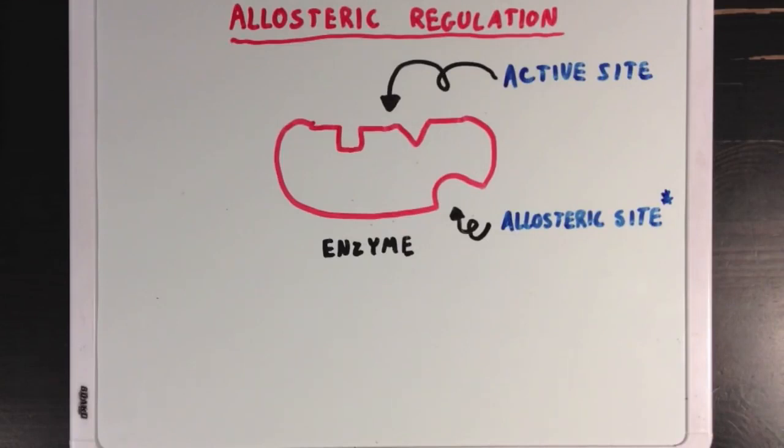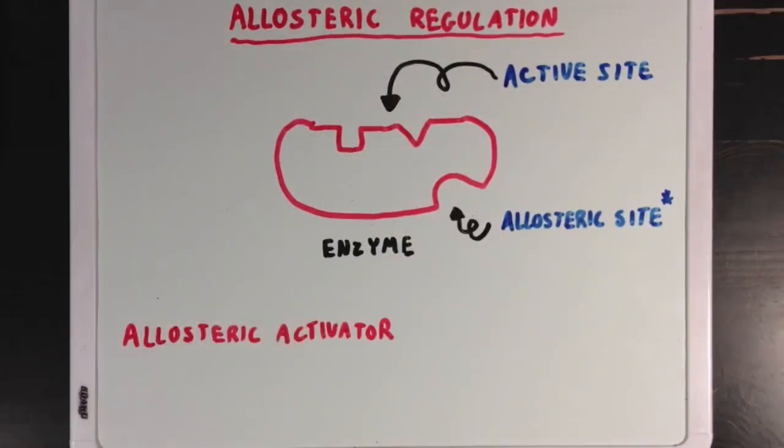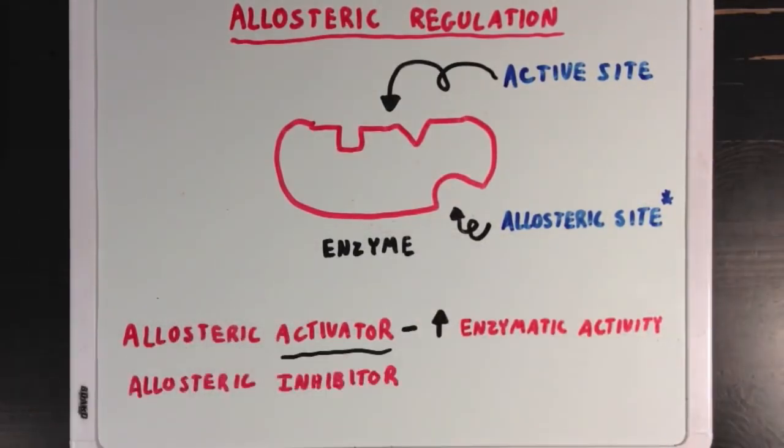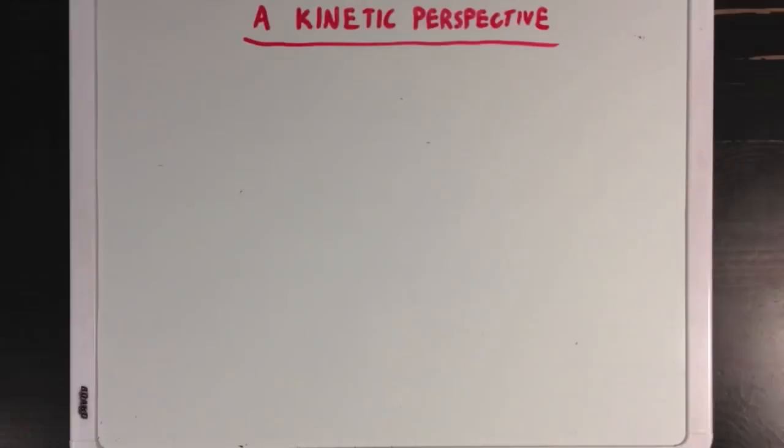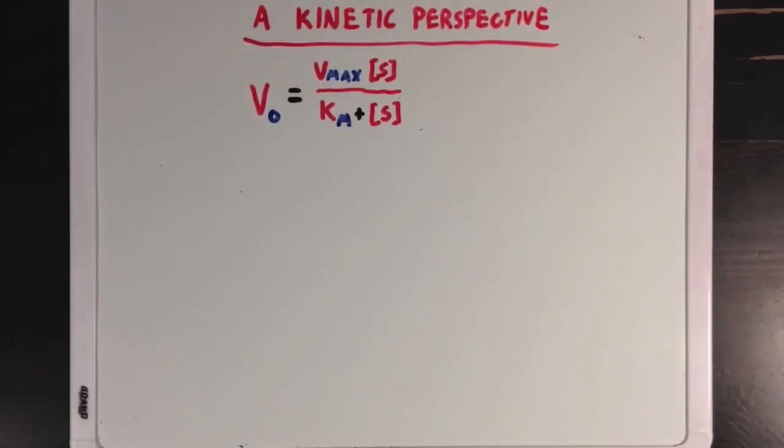So what do we mean when we say regulators? Well, we generally say that there are two types of regulators. There are allosteric activators, which increase enzymatic activity and activate them, and allosteric inhibitors, which decrease enzymatic activity and inhibit the enzymes. So let's take a look at what we mean by increasing and decreasing enzymatic activity from a kinetic perspective. So remember the Michaelis-Menten equation, and if we're assuming substrate concentration to be constant, then there are two ways to influence enzymatic activity, or V0.